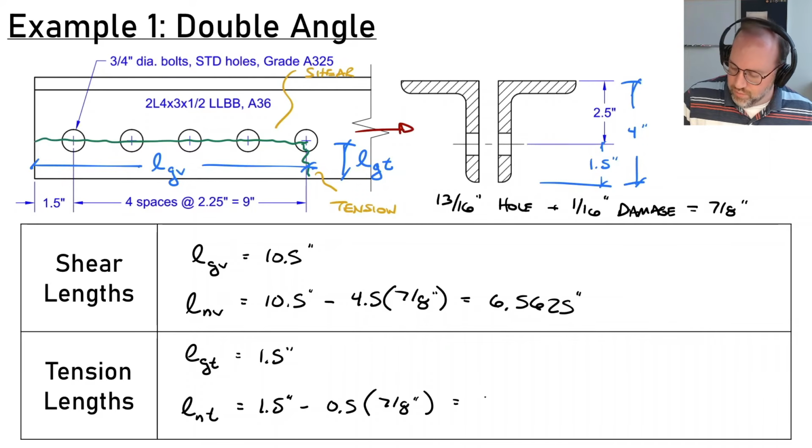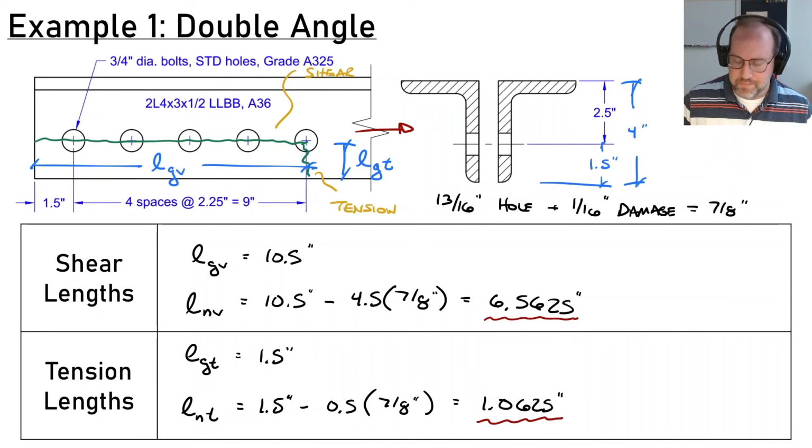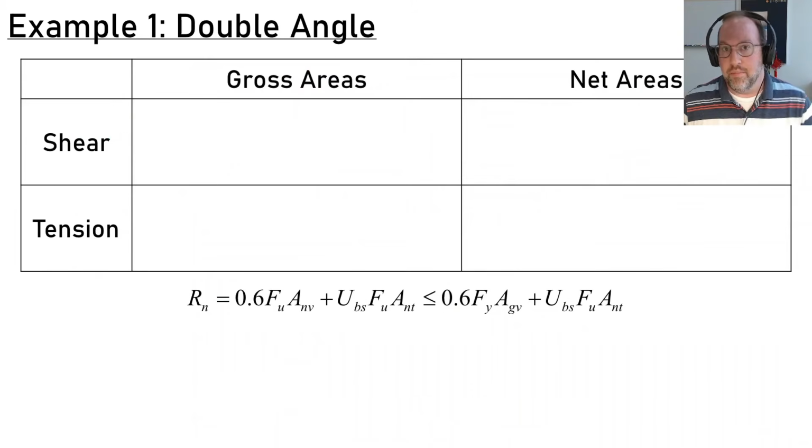So this is 1.0625 inches for those two lengths. So now I got my net shear and my net tension lengths. We're also going to need the gross shear length as well. So now let's turn those lengths into areas. In order to do that, we're going to need to multiply that by the thickness of our material.